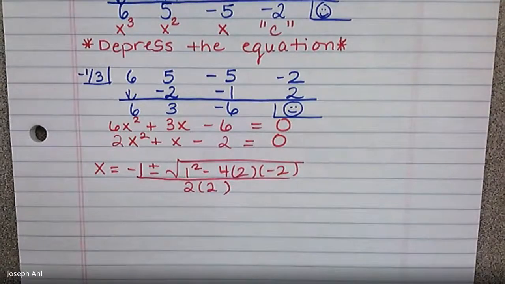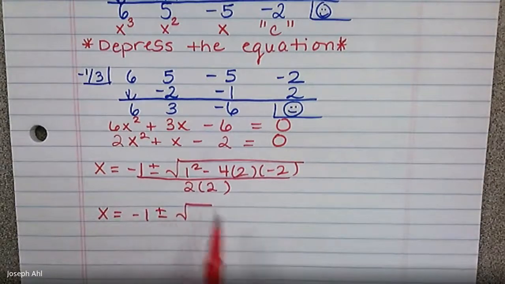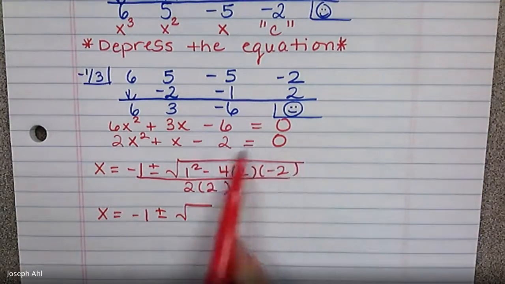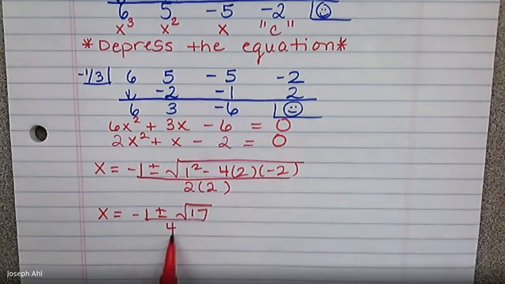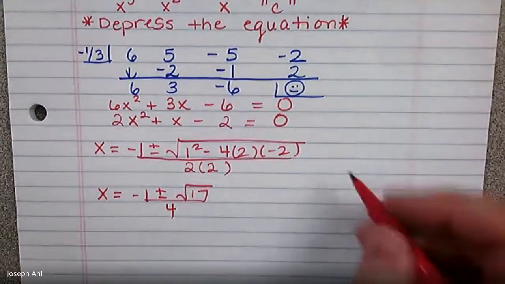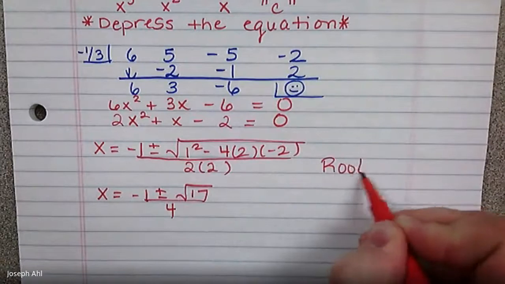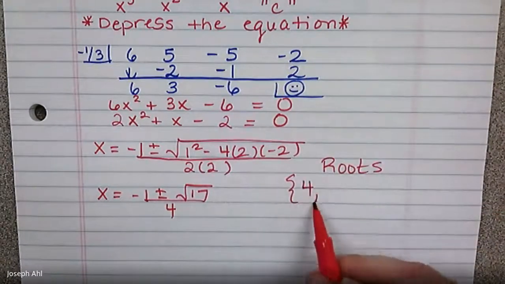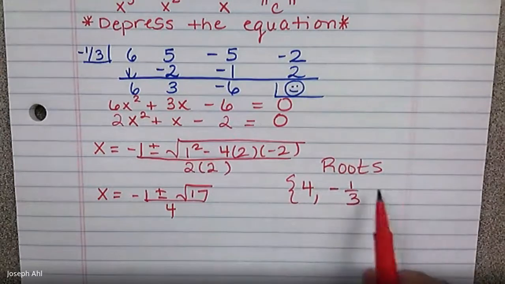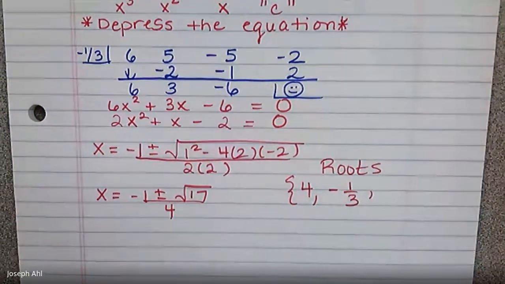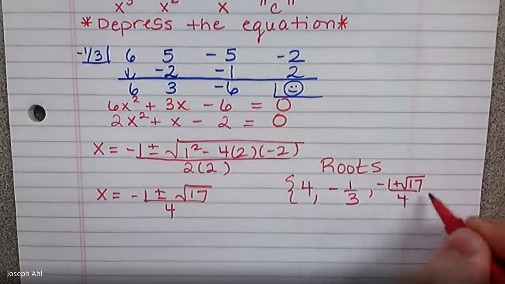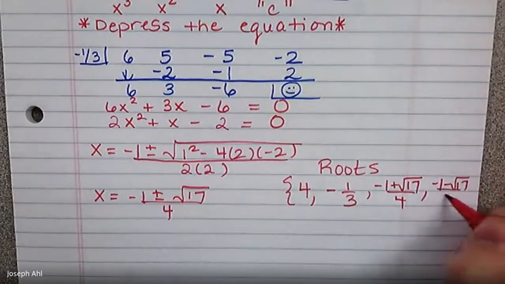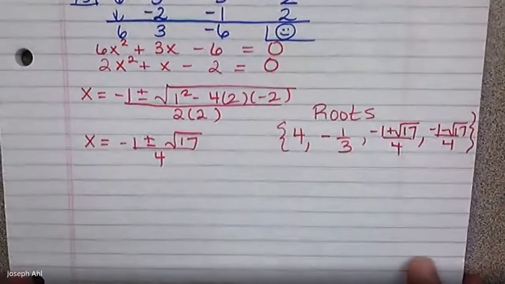So let's see what we're going to wind up getting here. This is going to be x equals -1 plus or minus the square root of 1, and then this is going to become plus 4 times 2 times 2, plus 16, and 1 plus 16 is 17, all over 4. So altogether, the roots in the end, if I were to make a list, would be 4, -1/3. And then if you want to leave those together, you can, but those are two distinct roots, aren't they? -1 plus radical 17 over 4, -1 minus radical 17 over 4. Those are the other two solutions.